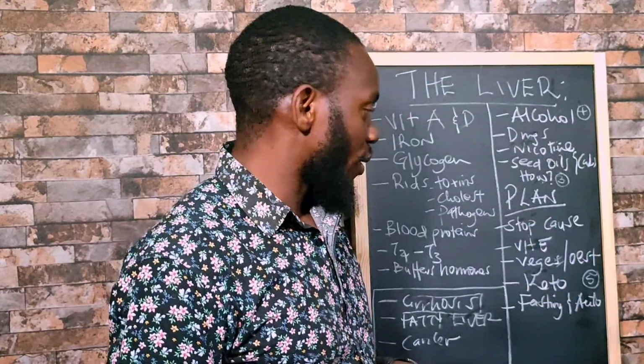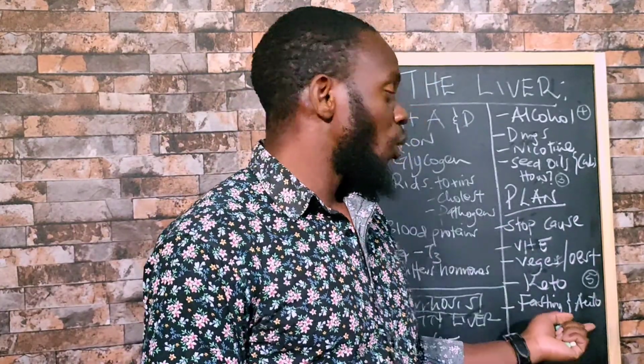Number 4, we have keto diets. Now, keto diets, we recommend healthy keto diets. That is purely animal fat and high protein. Okay. The last one is fasting. Now, fasting, we call it autophagy. Autophagy is not just fasting, not just intermittent fasting, but prolonged fasting.